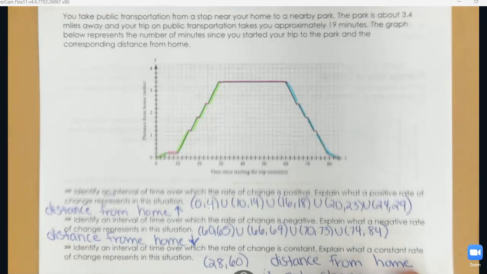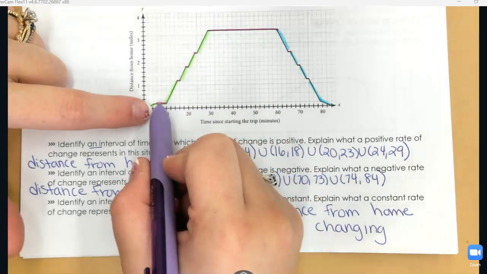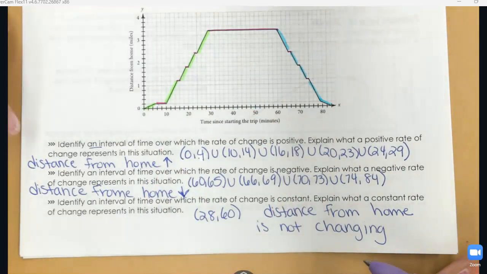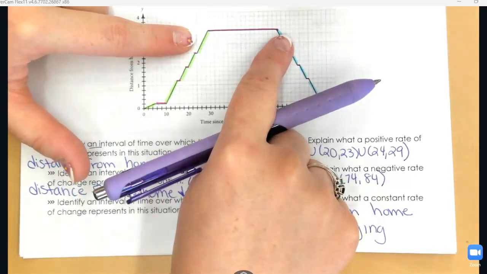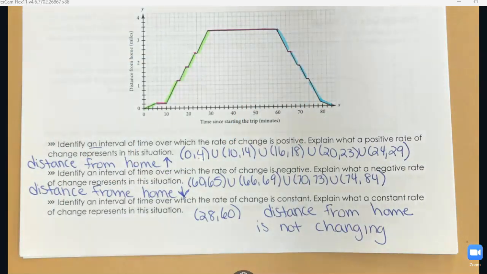So again, quick refresh on what this graph is actually showing. When we're positive rate of change, that means we are headed to the park. These little intervals of no change probably represent bus stops if we're on public transportation. This longest interval is likely the time we're at the park. And then this is our ride home. Again, these rates with no change would mean that we're at bus stops again.